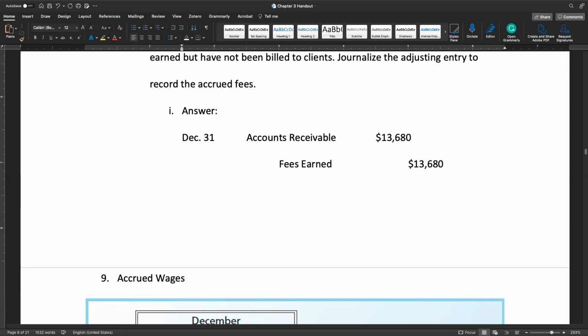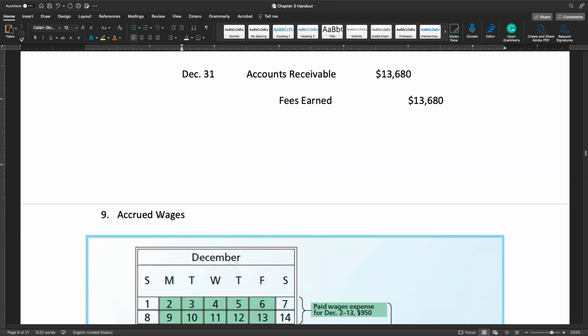We're going to get into, oh, you know what? That's labeled wrong. On this number 9, I want you guys to cross out the word wages and write expenses there. I wrote the wrong thing. We're going to talk about accrued expenses. Most of the time, this is going to be accrued wages.